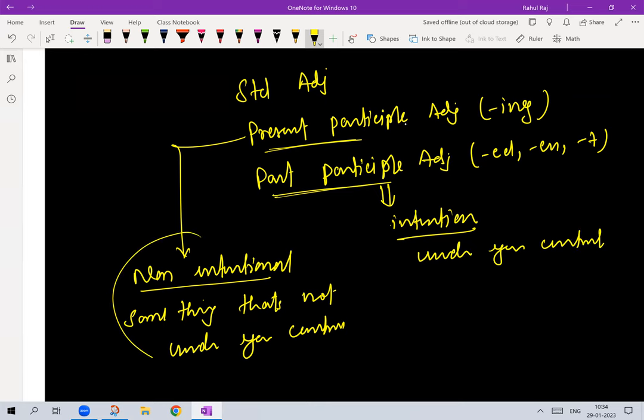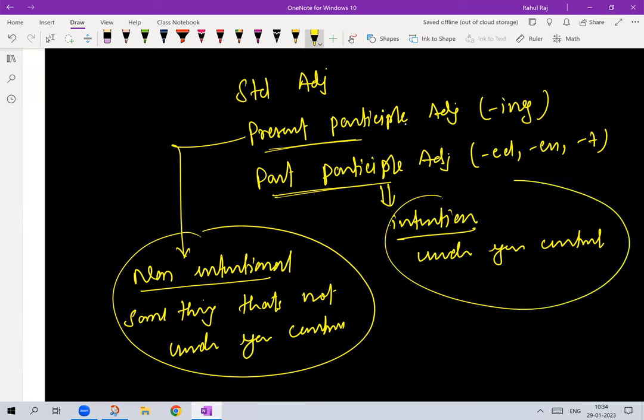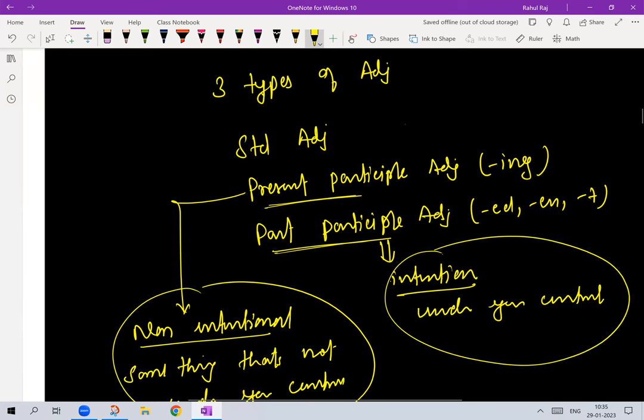I'll explain this in detail, but just understand that there are three types of adjective: standard adjective, present participle adjective, past participle adjective, and adjectives are parallel to adjectives. Simple logic. You are not supposed to look into whether this is ing form of adjective and this is ed form of adjective. If both are adjective, they'll be absolutely 100% parallel. Again, if you understand that this particular word is an adjective, that is more than sufficient. Let's not get into the definitions at all, not required.